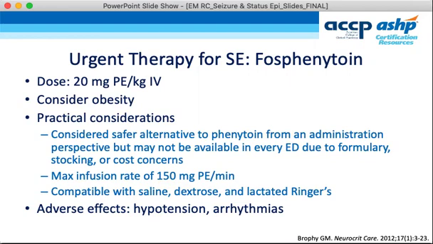So a lot of times now, as fosphenytoin is a less expensive alternative, institutions may just stock fosphenytoin or phenytoin in your ED if you do stock it. Sometimes it's limited to central pharmacy for admixture there. You may limit it to just one preparation to prevent any type of errors from occurring.